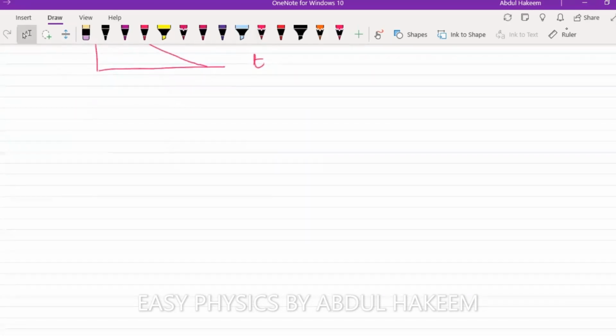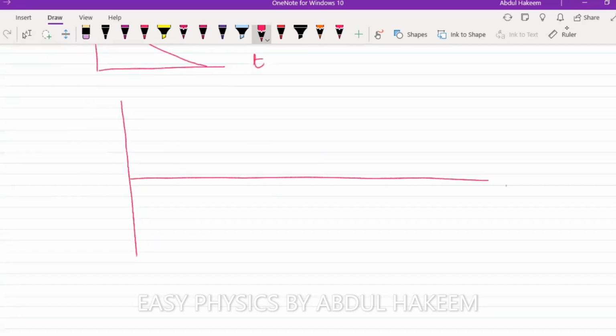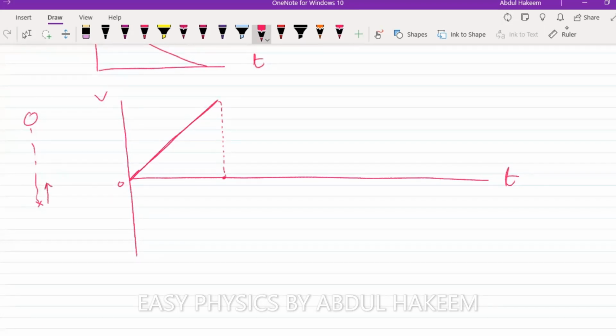And then if the object is dropped in the absence of air for several bounces, then the velocity-time graph, not the speed-time graph, will be like this. When it is dropped from a height, initial speed 0, it increases. Then it hits the ground, its magnitude becomes 0. Then it rebounds after losing some energy, losing some speed. So this height and this one are different.